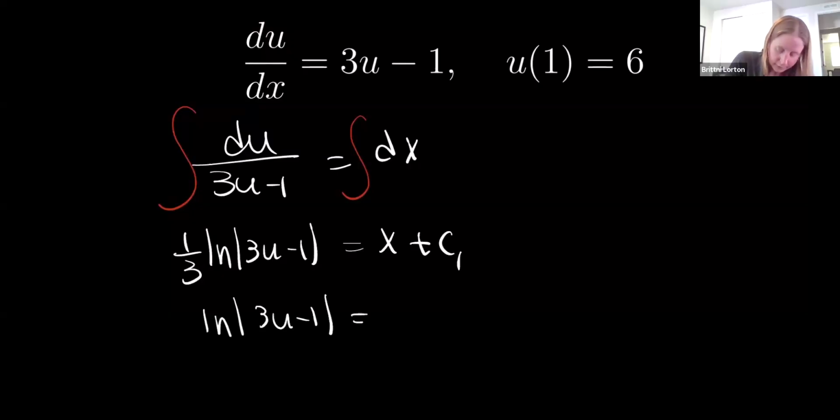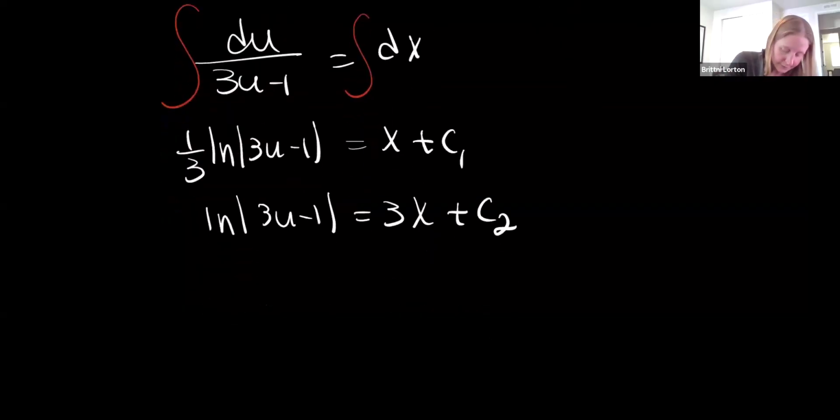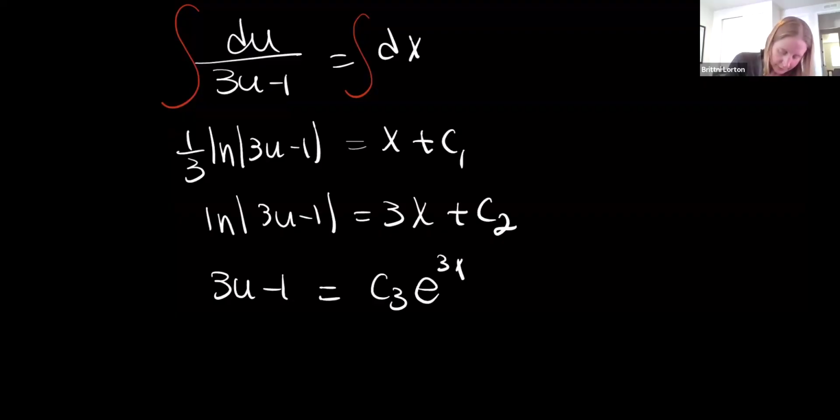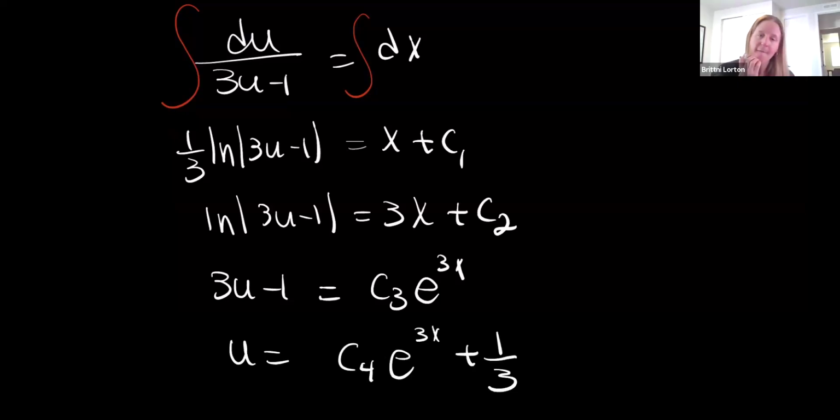Multiply both sides by 3. Now it's c2 because it changed. And then exponentiate both sides. And you know that e to the power of c2 can come down as a c3. And then I'm going to add 1 to both sides and divide by 3.